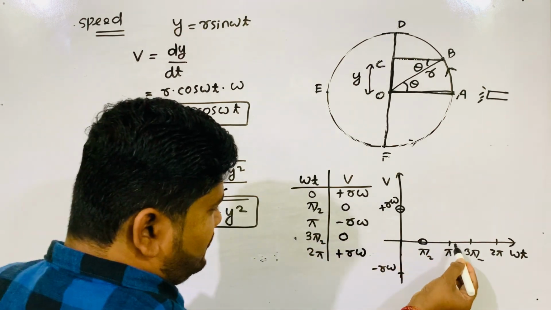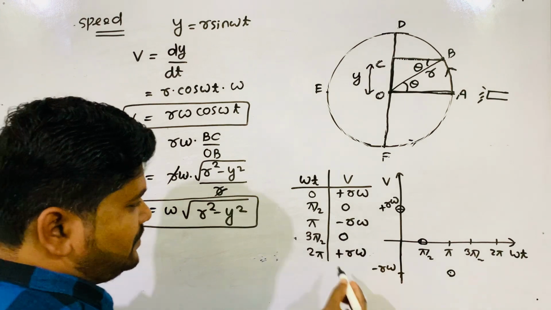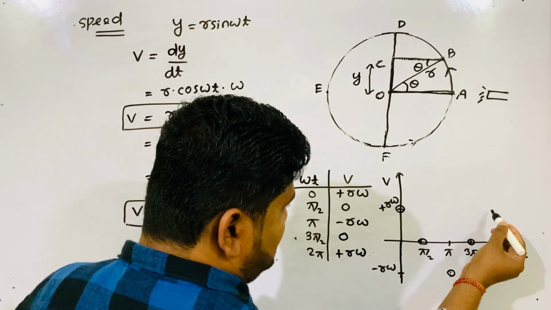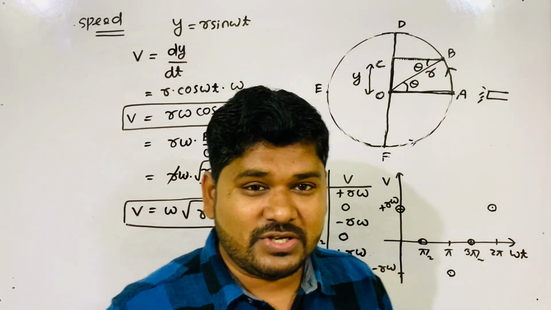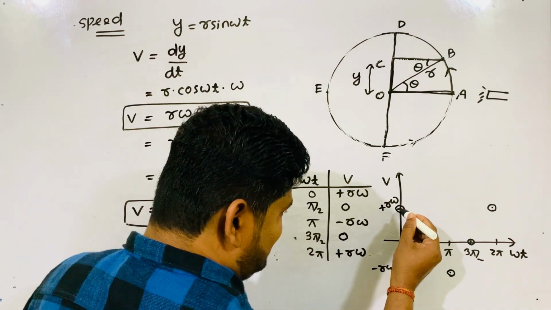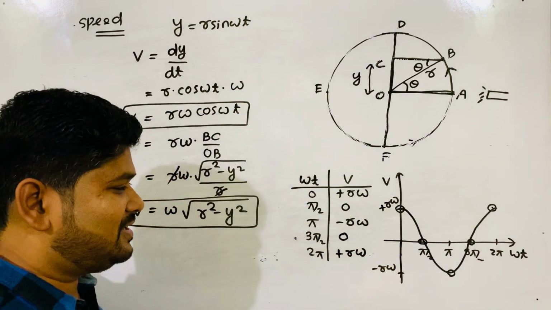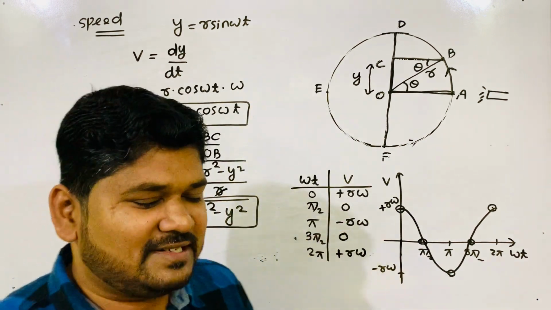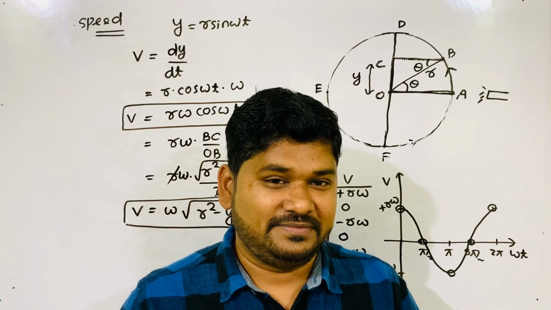When pi minus R omega, here. 3 pi by 2, 0. Here 2 pi plus R omega. Join the points. How will you join? Straight line? No, not a straight line. You join them like this. Cosine curve. The curve will be a cosine curve. Okay? So this is the graph of speed versus omega t.